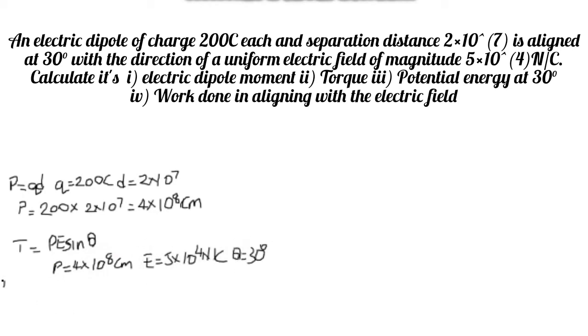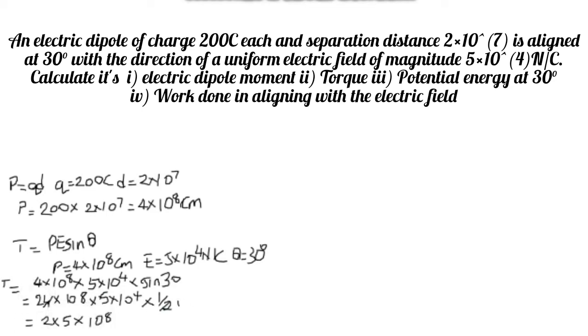And theta is equal to 30 degrees. So torque is equal to 4 times 10 raised power 8 times 5 times 10 raised power 4 times sin theta, which is equal to 4 times 10 raised power 8 times 5 times 10 raised power 4 times half, because sin theta is half. 2 cancels 4, which is 2.